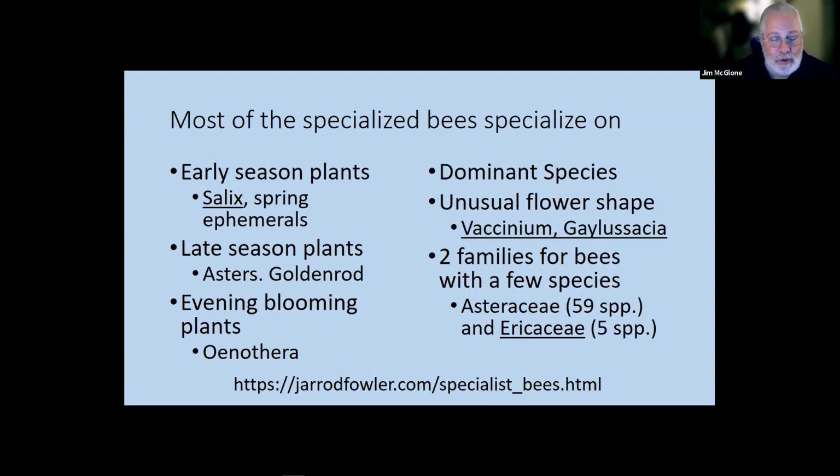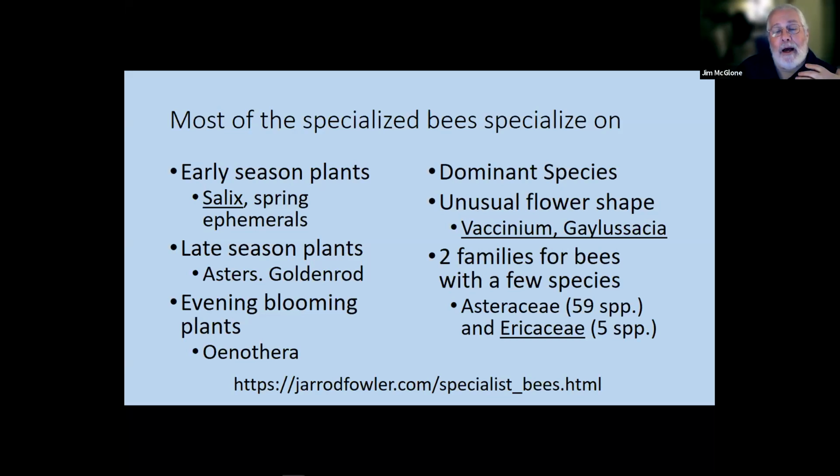And another twist on temporal diversity, there are bees that specialize on Oenothera, which is evening primrose. These are flowers that open at the end of the day, and these bees only come out at the end of the day. So this is a critical resource for them. In other terms, they tend to be specialized on dominant species. So this would be a species that covers a large area and provides a lot of resources in an area. Also with unusual flower shapes.